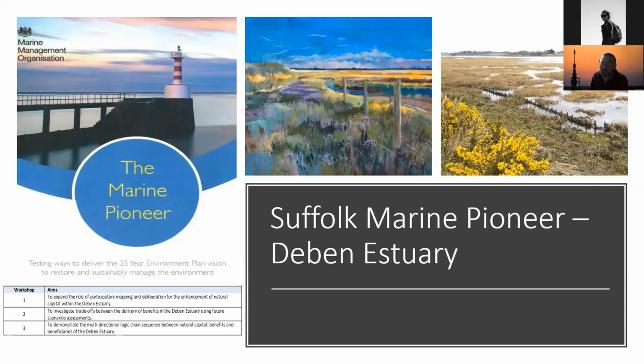So we were brought in to do this. We had 3 aims and 3 workshops that we ran. We wanted to look at the role of participatory mapping and deliberation for natural capital and enhancement of natural capital in the Deben estuary. We wanted to look at trade-offs between different elements of ecosystem services and benefits in the Deben estuary, and at the beneficiaries of ecosystem services and benefits and how that rolled out. This is really about how we test these ideas in a live community setting, how we develop the data and how that data is used. And probably most critically, does this actually support communities in understanding and working with the concepts of natural capital?